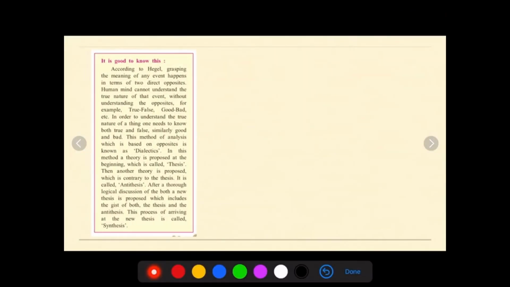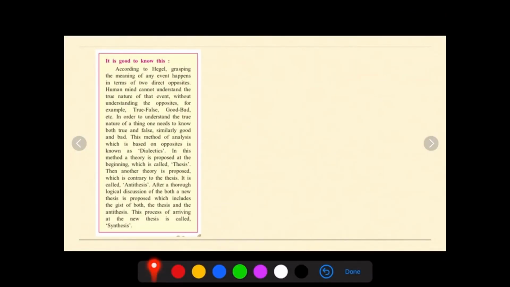Now, his understanding is given in the Do You Know box. It is the thing which changed the perspective of history, the way history was treated. Hegel gave a very important concept in history. Let us study that. According to Hegel, grasping the meaning of any event happens in terms of two direct opposites. Two opposites should be included. These points are really necessary, therefore I am writing them down. I'll explain them as well.